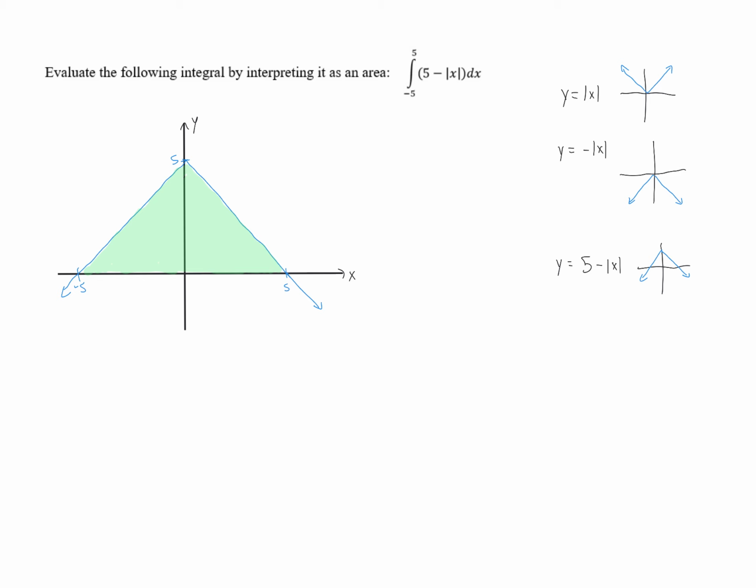That is our shape. And it is a triangle. And we can see the base of the triangle is going to be 10 units because it goes from -5 to 5. And the height is 5. We know the area of a triangle is 1/2 the base times height. So that's going to be 1/2 times the base, which is 10, times the height, which is 5. 1/2 times 10 is 5, and 5 times 5 is 25.